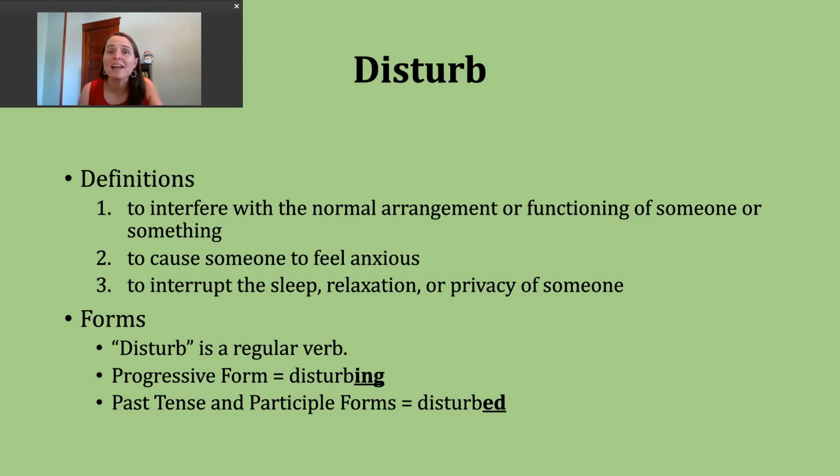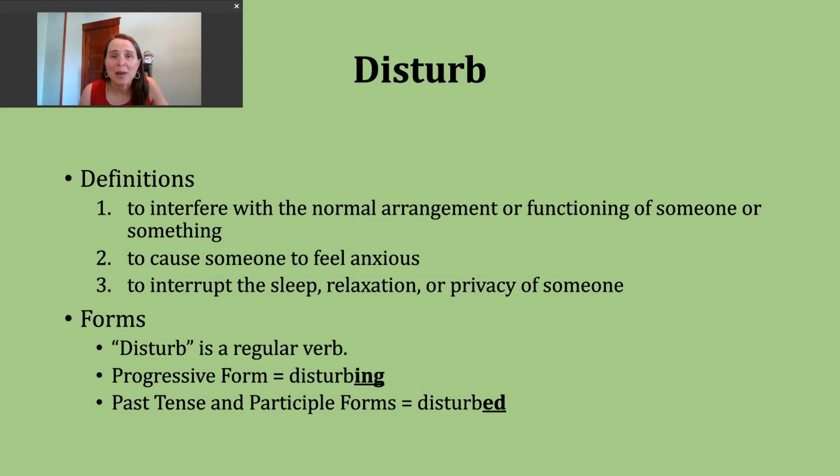A second way the verb disturb gets used is to mean to cause someone to feel anxious. So anxious can be a difficult word, so you might think of worry here, a nervous feeling like something bad is about to happen.